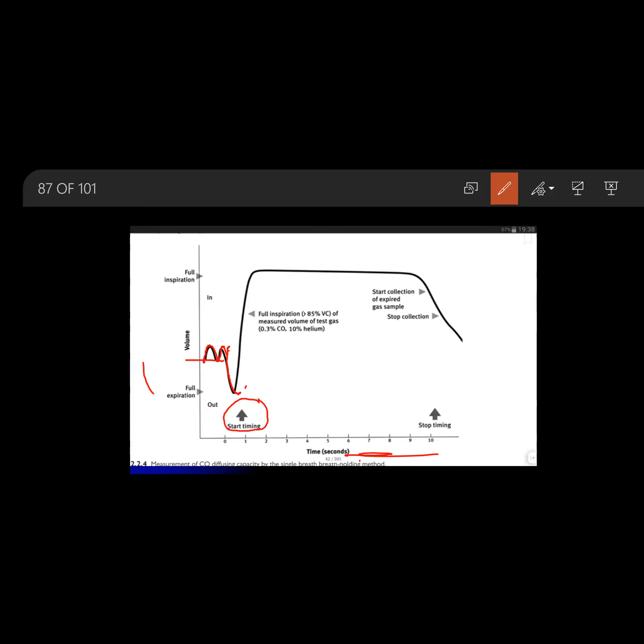It contains 0.3% carbon monoxide, 10% helium, and the rest oxygen. So the patient inspired deeply until he reached the total lung capacity and held his breath. Then the patient starts to expire. Here is the stop time. It's only 8 seconds.